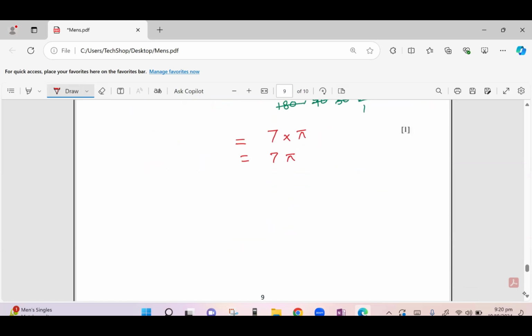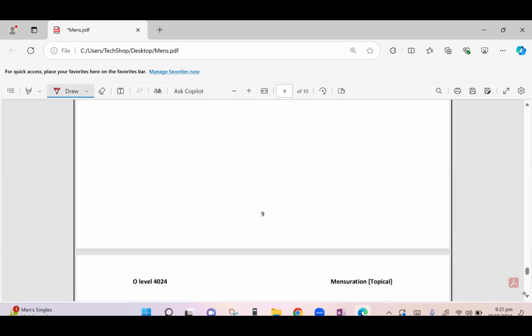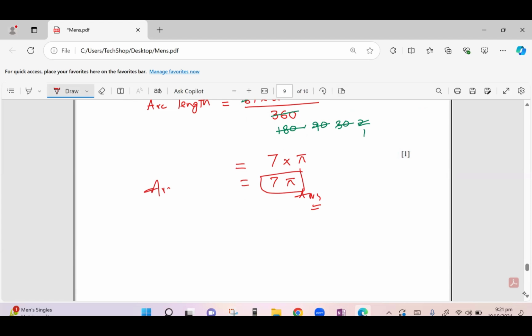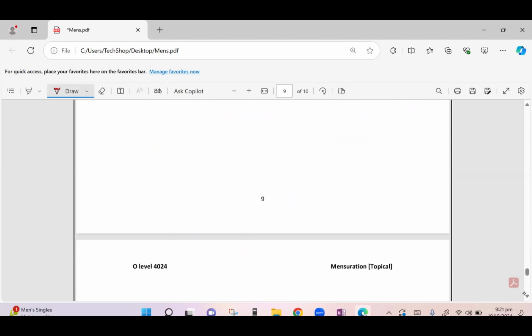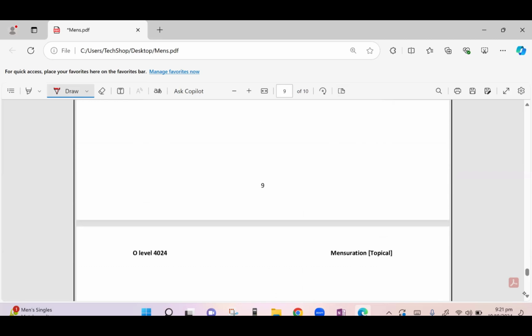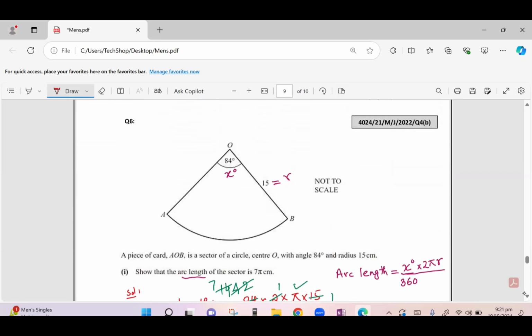There was one more question, basically. It was a very easy question. This is the value for the arc length. So there is only one part here. What about the second one? It is not given. So thank you very much. I hope you got the idea.